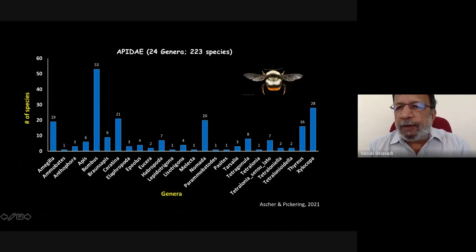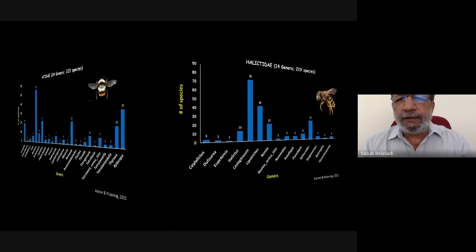And Xylocopa is another genus in which we have 28 species, and the other genus is Ceratina with 21 species, Amegilla with 19 species, and Nomada with 20 species. And for the remaining genera, we have representations with only one or two species, or at the most seven or eight species. So this is probably because of the smaller number of taxonomists working in this group, and also the collections that we have from different parts of the country.